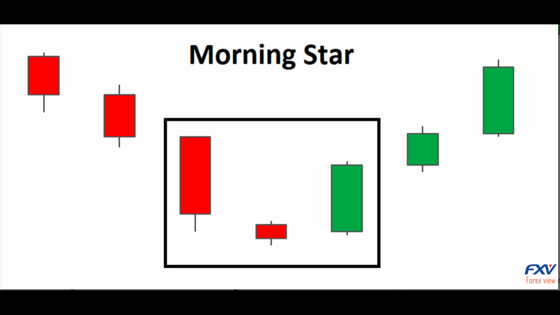It's a warning signal which appears when there is a weakness in a downtrend, where the first candle is a bearish candle with a large body, and the third candle has a lighter body but is a bullish candle, and the middle candle can be bullish or bearish but with a short body.